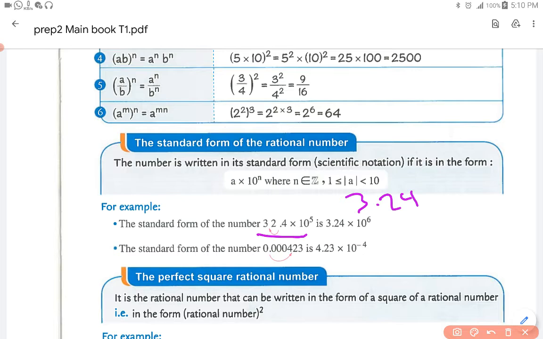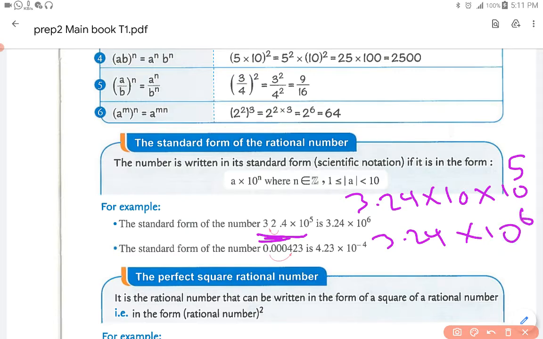Okay, that means to return this number to its original, I must multiply it by 10. 3.24 times 10 gives me 32.4, times 10 to power 5. So it will be 3.24 times 10 to power 6. It's okay.